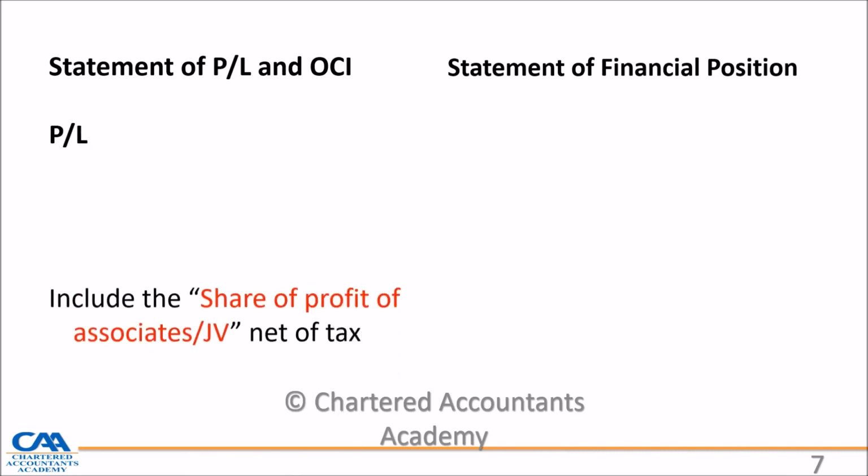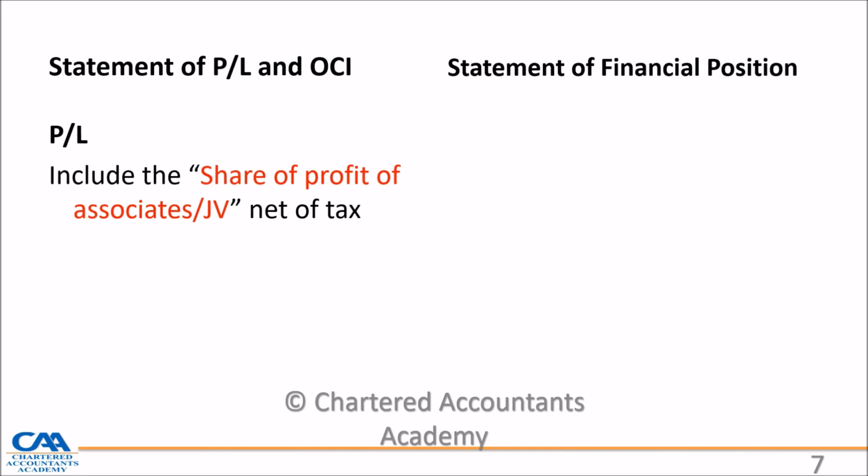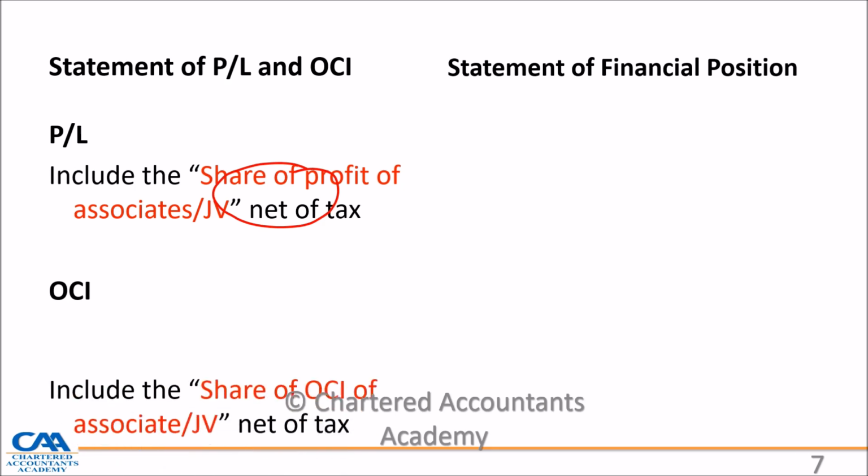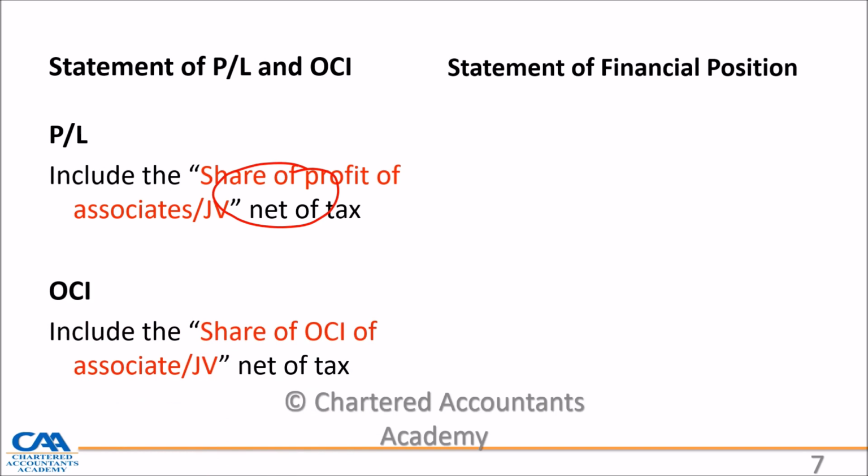So in the P&L, obviously, you're going to take your share of profits there. But when you take your share of profits, remember, you're taking it net of tax, because you don't take the profit before tax, you take the profit after tax. So this one comes net of tax. Then you also take any share of what went through the OCI. So if there's any revaluation gain which was done, you also take a share of what went through the OCI, and point to note again, net of taxation.